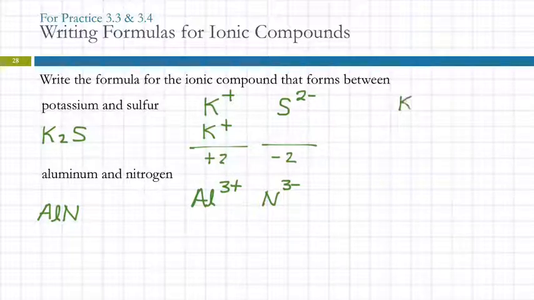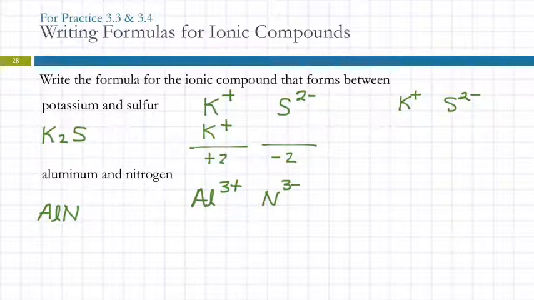So one thing you can do is, it's called crisscross. So books give different instructions for that. This is my instructions. So look at the charges. If they are different, then you can do crisscross. Down here with Al3 plus and N3 minus. The number is the same. You don't want to do crisscross there. So here we can do crisscross.